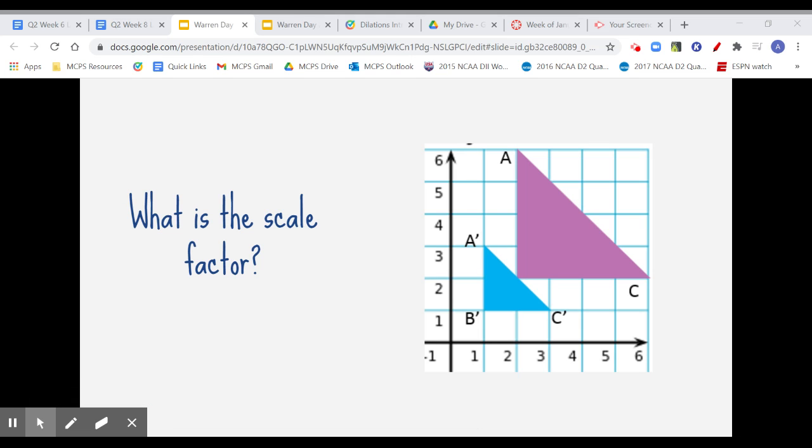Hey guys, this is going to be a really quick video going over the basics of dilations and then talking about how to find the scale factor as well as the center of dilation.